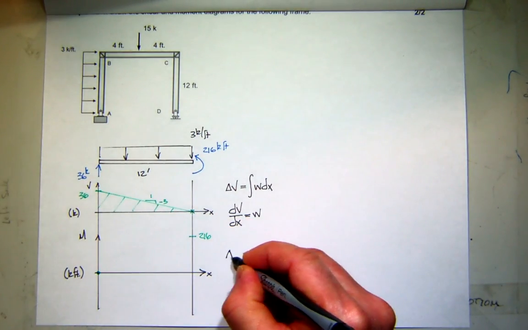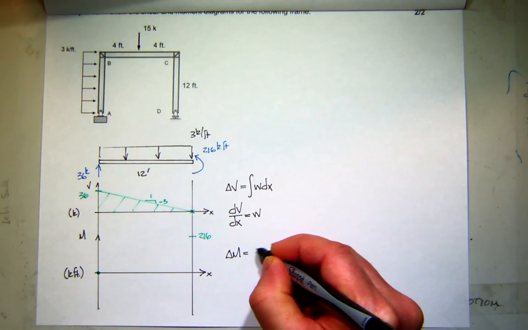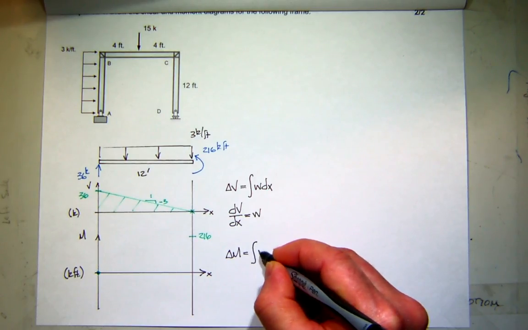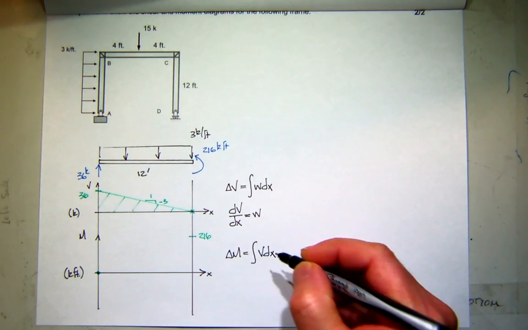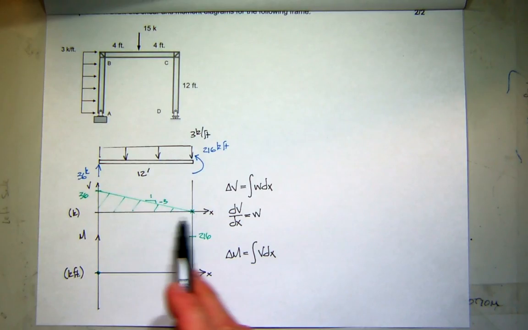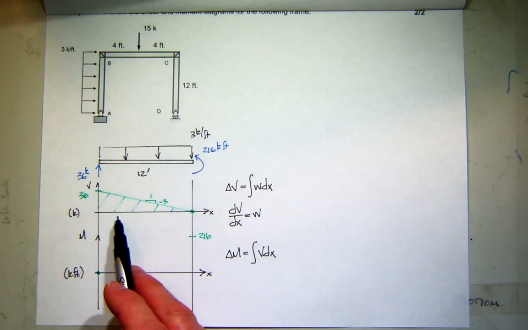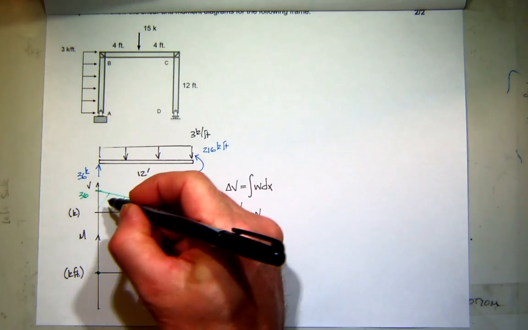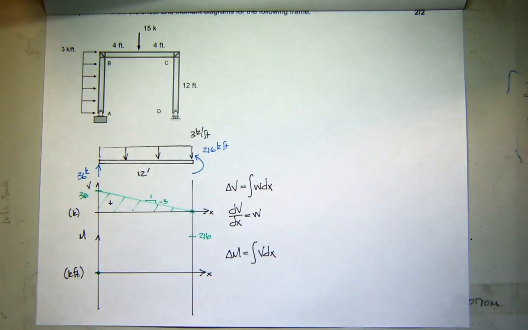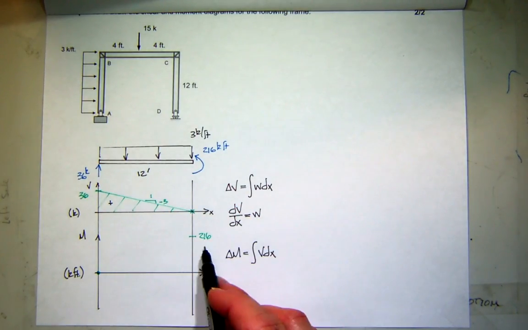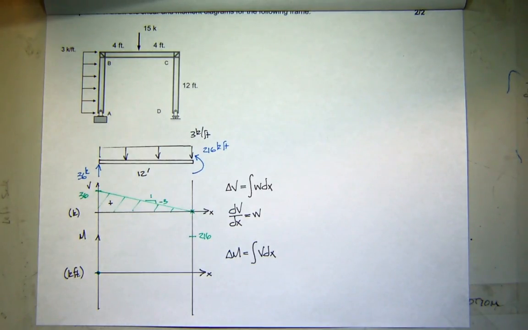Now we know that the change in moment is the area under the shear diagram. So what is the area under the shear diagram? Well, it's a triangle, so 1/2 base times height. And if you look at that, it's a positive area, and it's equal to 216. So 0 plus 216 is 216. So that's good. That matches.